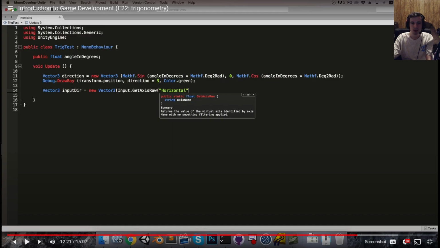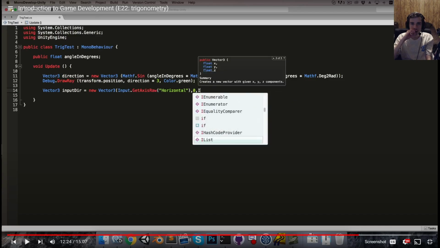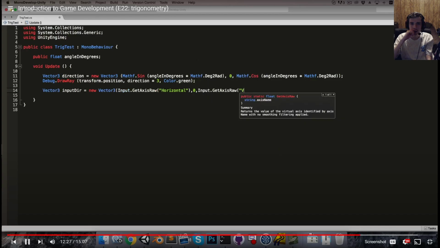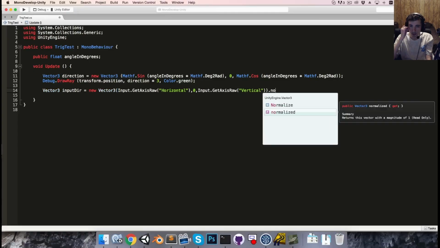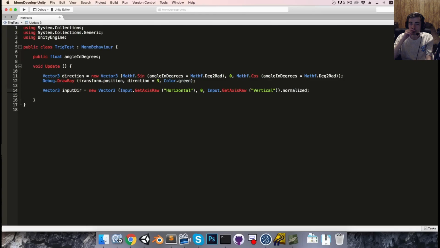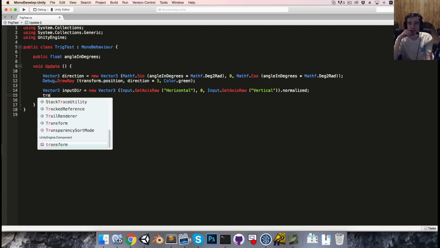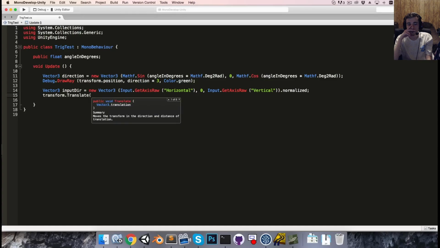And then you set the... What is it? So Vector3 GetAxisRaw horizontal, so that's x, and then the other one is z. On the y-axis, we have 0, and then on the z, Input.GetAxisRaw vertical. And we can now normalize that to give it a magnitude of 1. So it's a proper direction vector. And then we can move our character around with transform.Translate input.